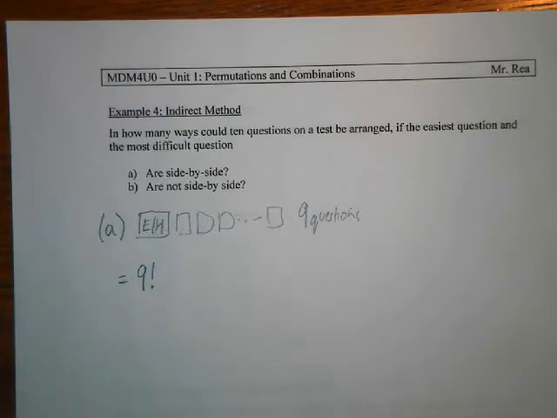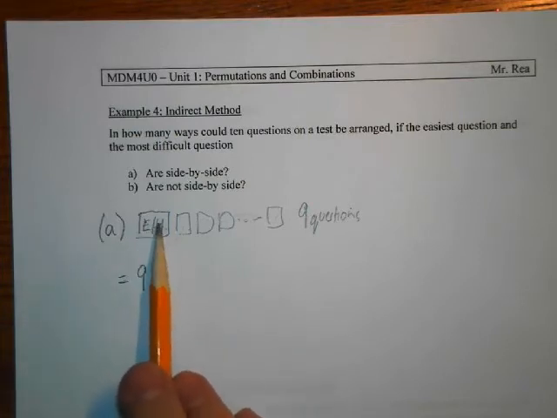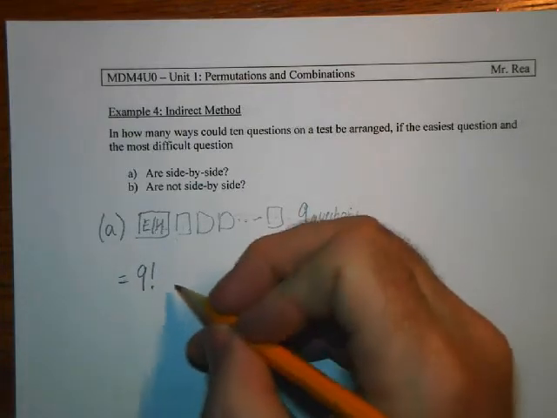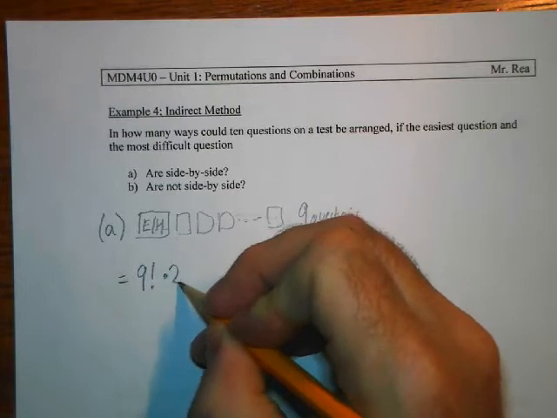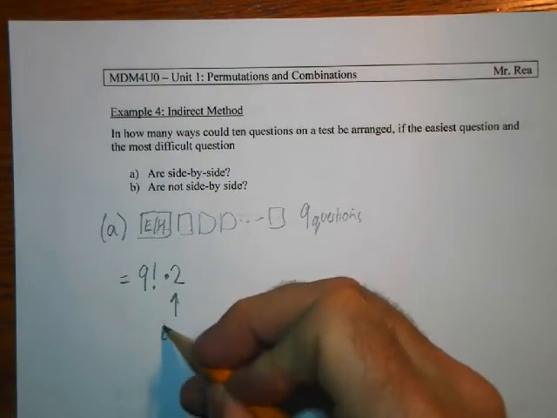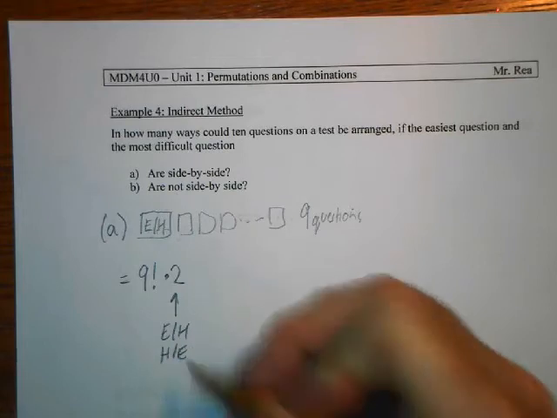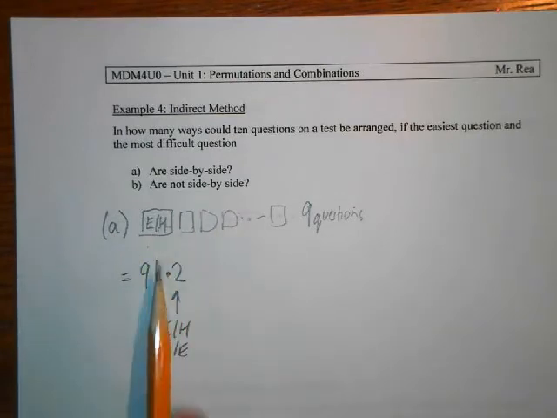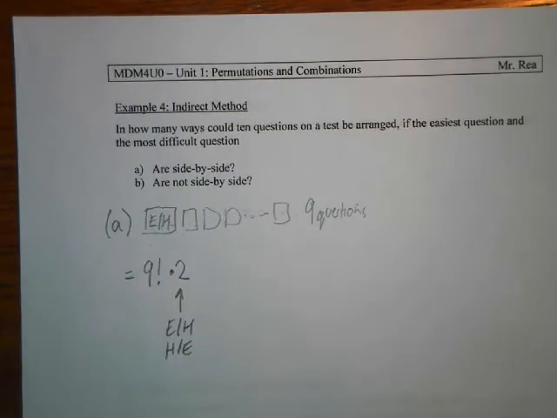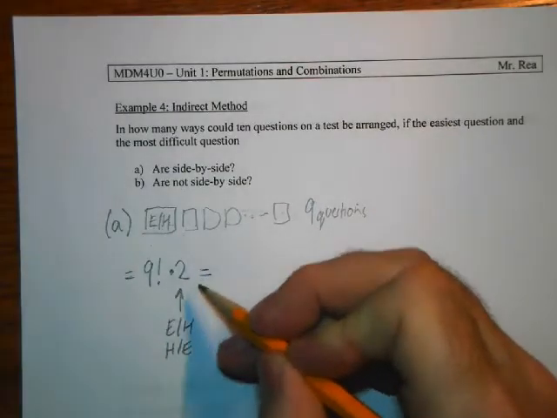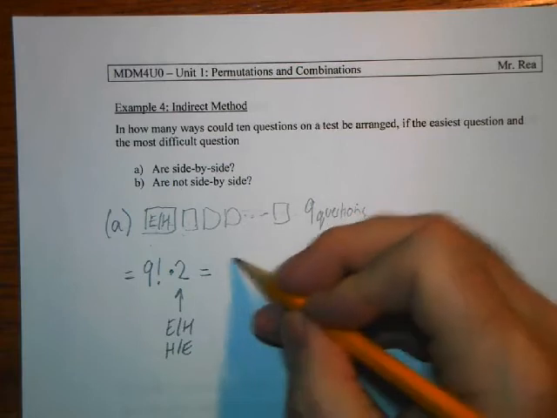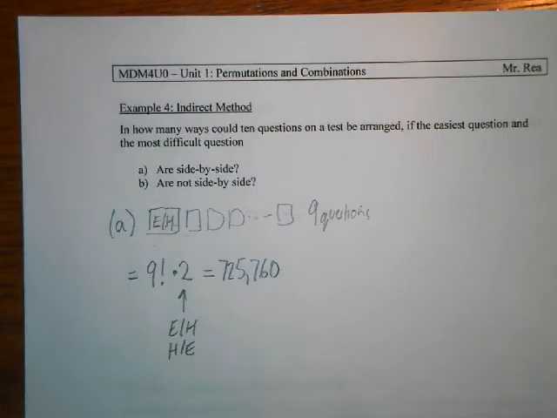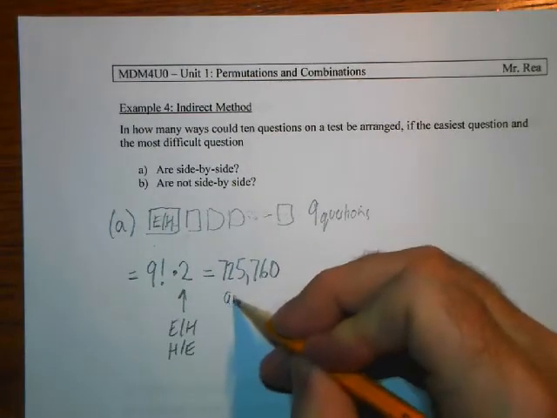But, and this is important, you could flip the order of the easy and the hard, okay? Because I can do that, I'm going to multiply this by 2. I'll just point out why. It could be easy-hard or hard-easy. I didn't quantify that when I did the 9 factorial. It was just considering that to be one question. So 9 factorial times 2 works out to 725,760 arrangements for the test.